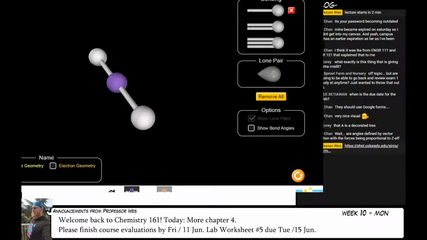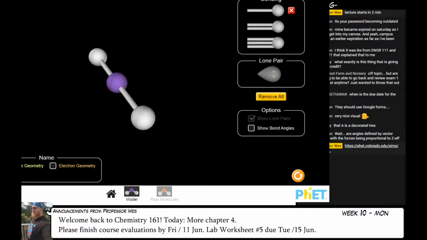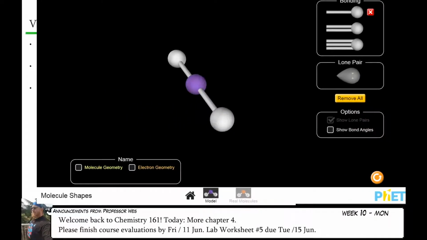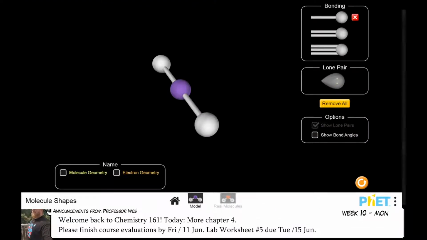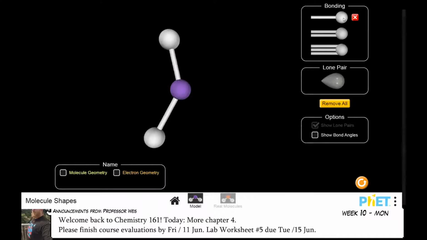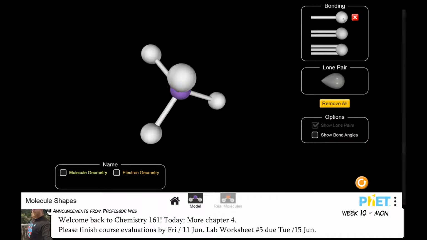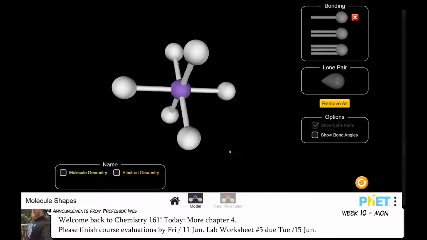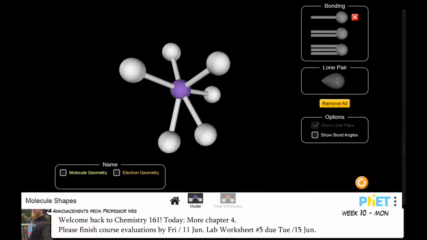What this is going to do is count the number of electron groups. That's the bottom of the screen. There we go, that's good. It counts the number of electron groups. I mean, you could visually do that. You can add as many groups as you want. There you go. And you can see that the shape of the molecule changes as we add things.